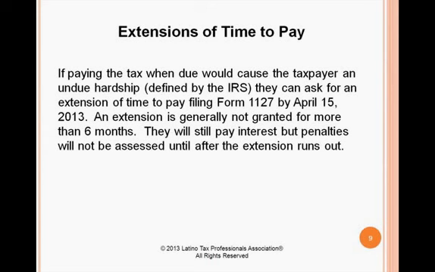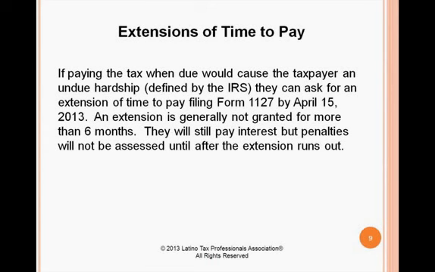Now, generally you're not able to qualify for this, but there is an extension of time to pay. If paying the tax when due would cause the taxpayer an undue hardship, and that is defined by the IRS, not by you, they can ask for an extension of time to pay. Filing Form 1127 by April 15th of 2013 for the 2012 tax year. An extension is generally not granted for more than 6 months, and they will still pay interest, but penalties will not be assessed until after the extension runs out.